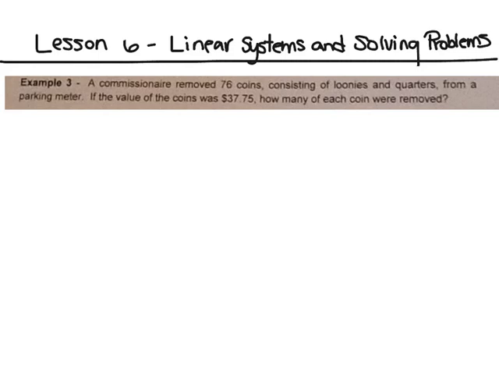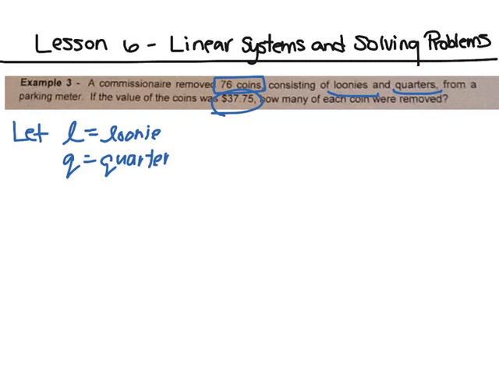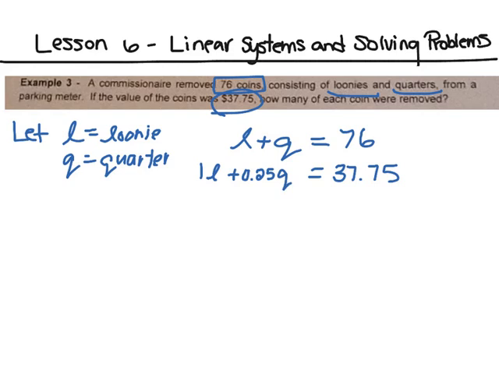Example 3. A commissioner removed 76 coins consisting of loonies and quarters from a parking meter. So there's 76 coins, and the value of the coins was $37.75. How many of each coin were removed? So let's let L equal loonie and Q equal quarter. So when we add them together, the loonies plus the quarters, there's 76 coins. We know that the total value of the coins is $37.75. Loonies are $1 and quarters are $0.25. So if we add 1 times L plus 0.25 Q, we get $37.75.